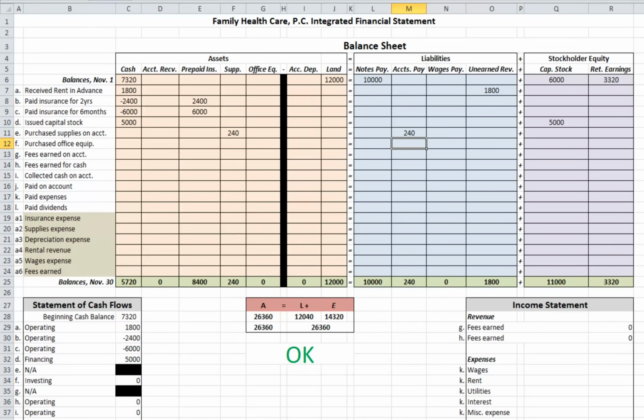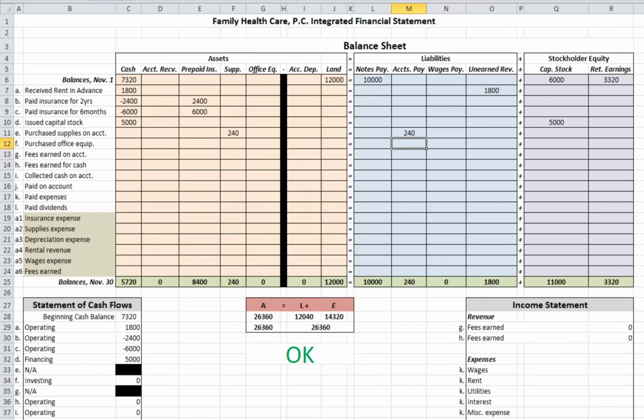So by taking the $240 worth of office supplies, we create an obligation of accounts payable that we have to pay for those in the near future. And that's, of course, also worth $240. We're balanced out, and there you go.